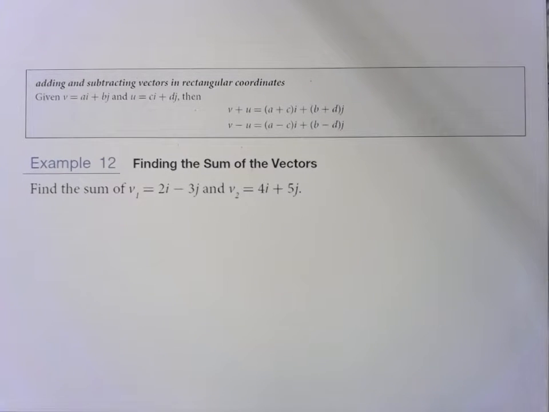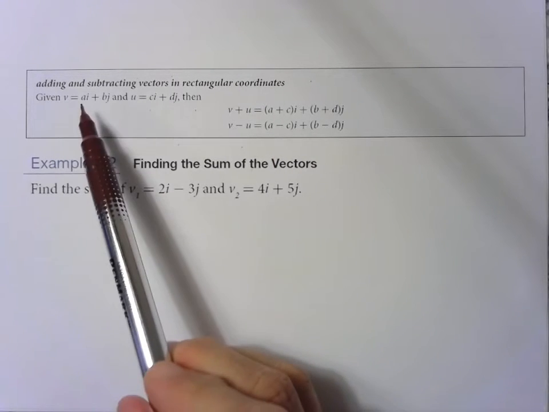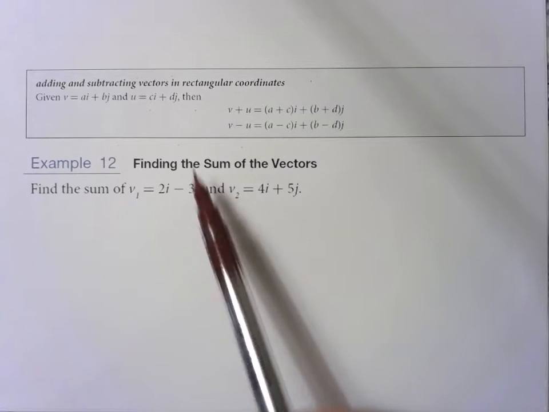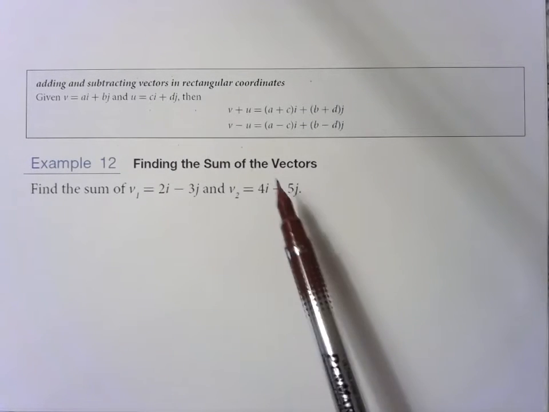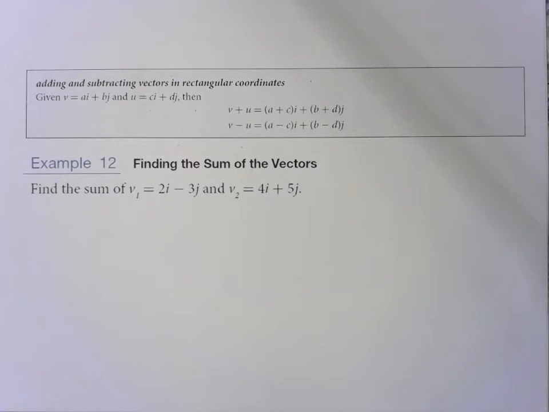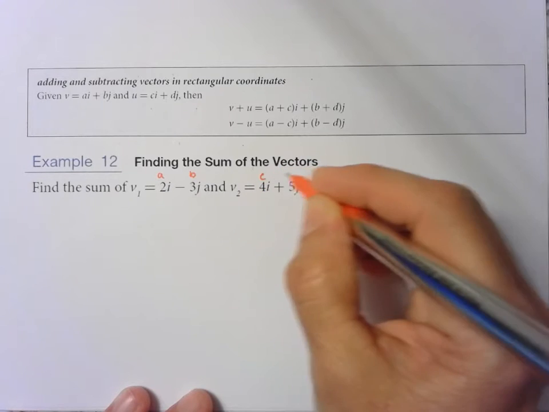Find the sum of v1 and v2. Well, to find the sum, we use this formula. Remember, we have an A and a B. This is our A, this is our B. Now we also have a C and a D, where this is our C and this is our D. If you want, you can write all those in there.